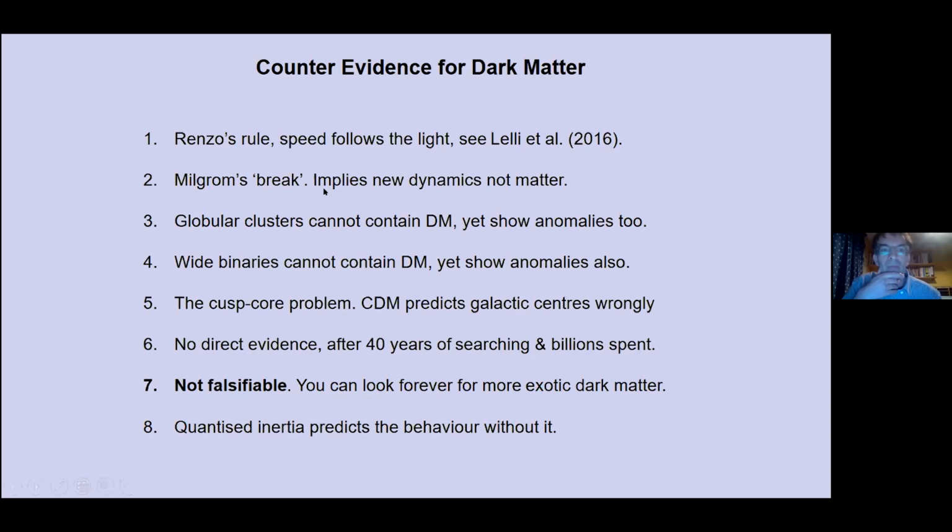I'll talk about Milgrom's break, what I call Milgrom's break, a bit later. But also other smaller systems like globular clusters and wide binaries within galaxies, they can't contain dark matter, which must remain smooth on those scales. But they show the same anomalies as well, which argues against dark matter. And also a philosophical point, dark matter is not falsifiable. You can look forever for more exotic dark matter particles and get funded to do so. And you can go on forever like that.